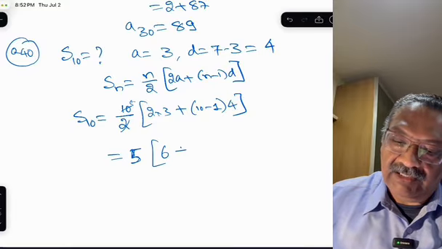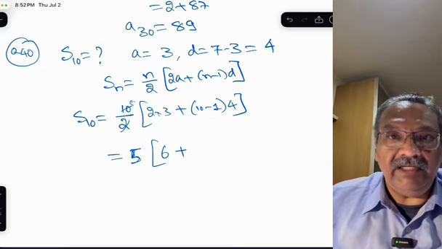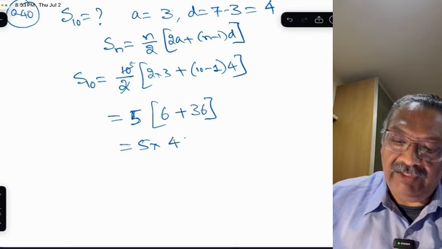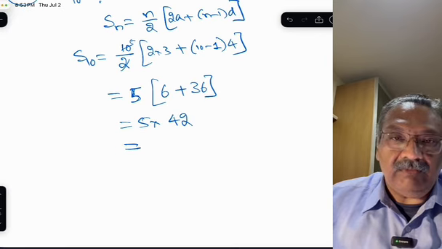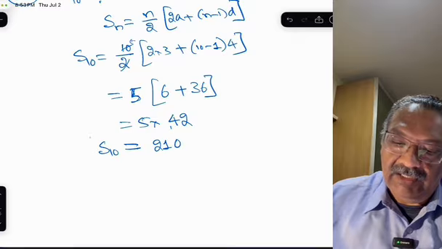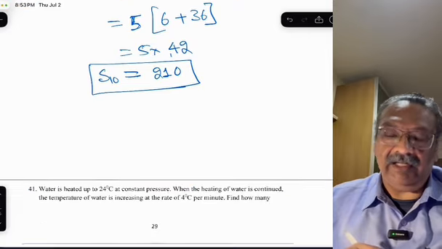5 into 3 2s are 6, plus 10 minus 1 is 9, 9 4s are 36, 6 plus 36 is 42. So 5 into 42: 5 2s are 10, 0 and 1 carry, 5 4s are 20 plus 1 is 21. So S10 is 210.